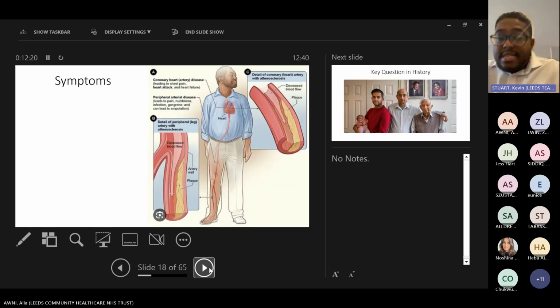So this excess LDL cholesterol embedded in the artery walls around the body can cause symptoms. And when we see a typical blood pattern like we've just seen, and when we're seeing the patient, we're going to be asking them about symptoms. Do they get chest pain? Do they get pain on walking? Have they had a stroke in the past? Those types of things. Next slide.